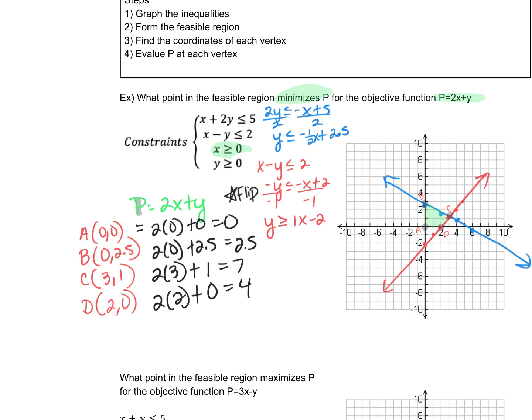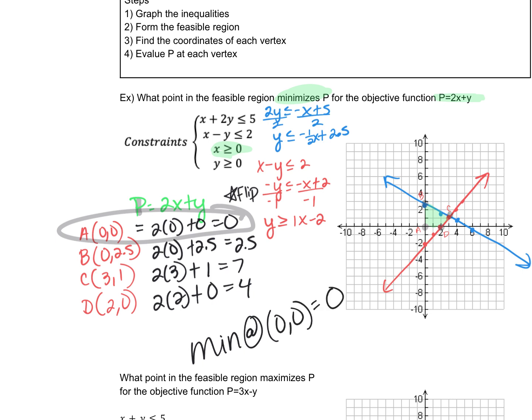Okay, which one is the minimum? It would be this one right here, right? That's the smallest number. So your minimum would be at 0, 0, and it equals 0. If it wanted the maximum, you would say the maximum was at 3, 1, and it was 7.